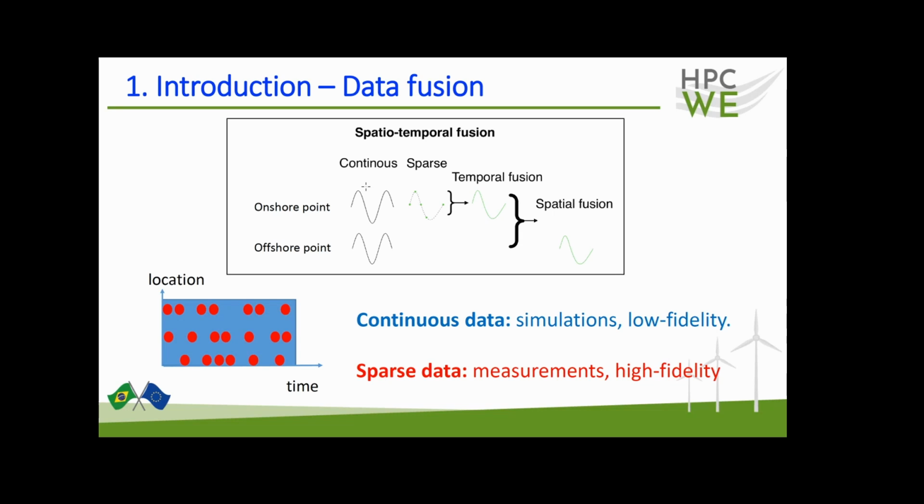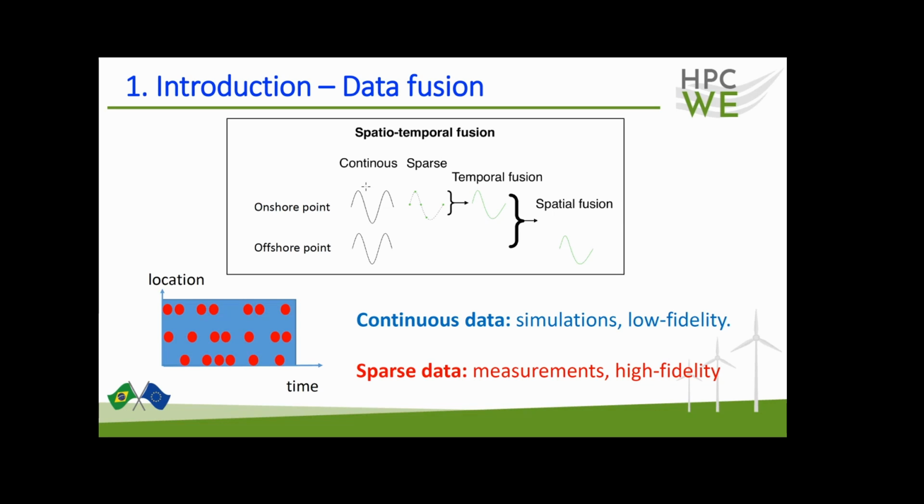We then carry the tests to the offshore point using our spatial fusion technique, NARX, the nonlinear autoregression with external input. We train the neural network with the result of the temporal fusion and the WRF simulation data of the offshore point, and we test it on the LiDAR of the onshore point. And as a result, we get a time series which is more accurate than the WRF simulation and is continuous, again, unlike the LiDAR measurements.